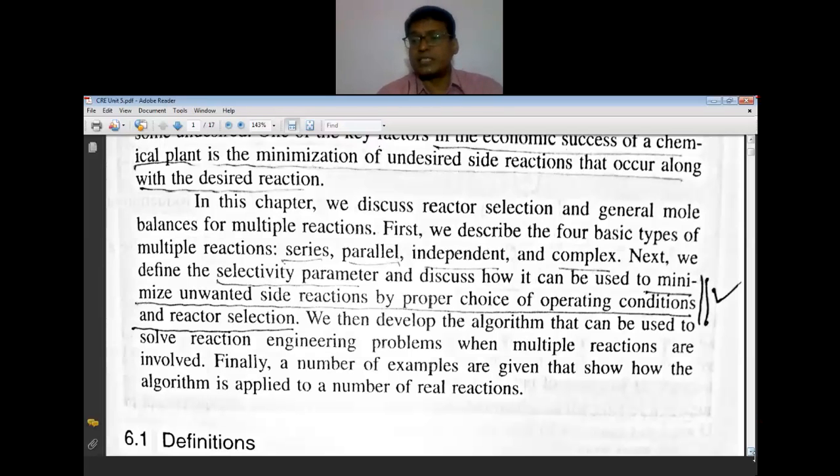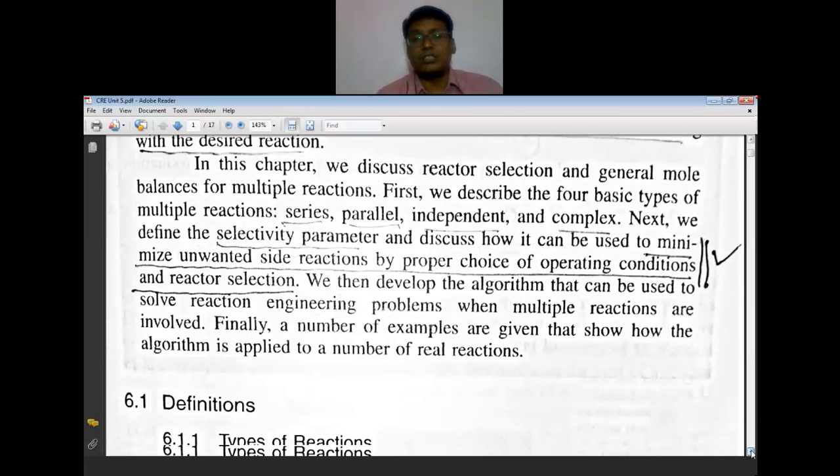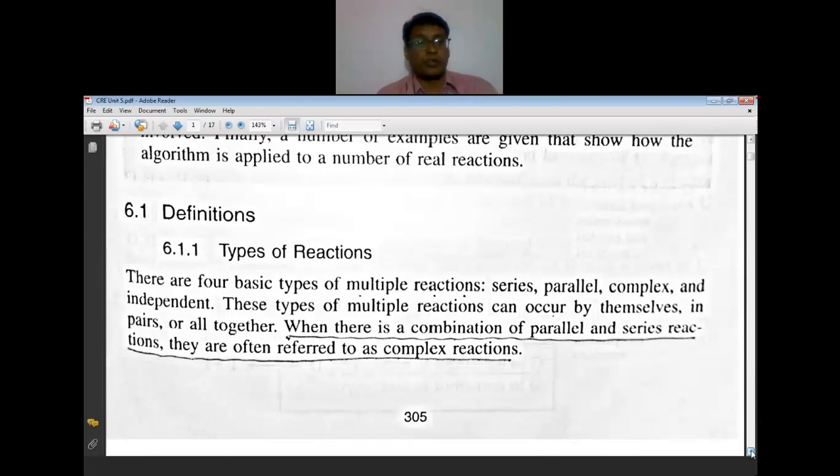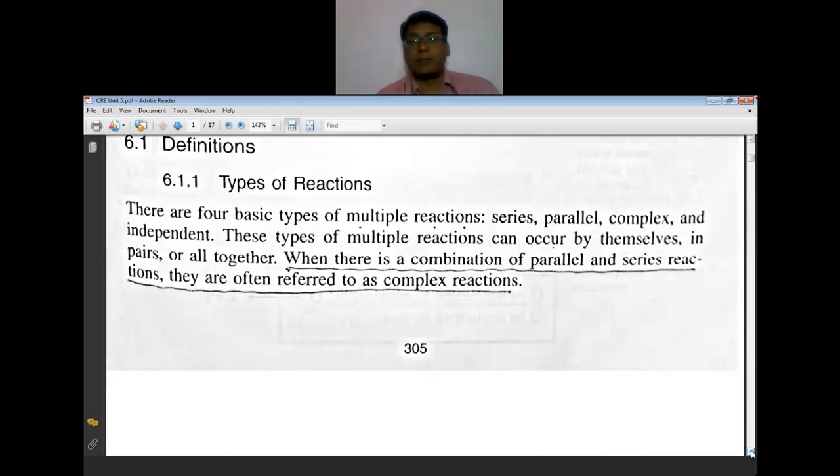So with this introduction, we will switch over to basic definitions. There are four basic types of multiple reactions, that is series, parallel, complex and independent reactions. Now these types of multiple reactions can occur by themselves, in pair or together. That means single reactions can occur, pairing of the reactions can take place, or they can occur together also.